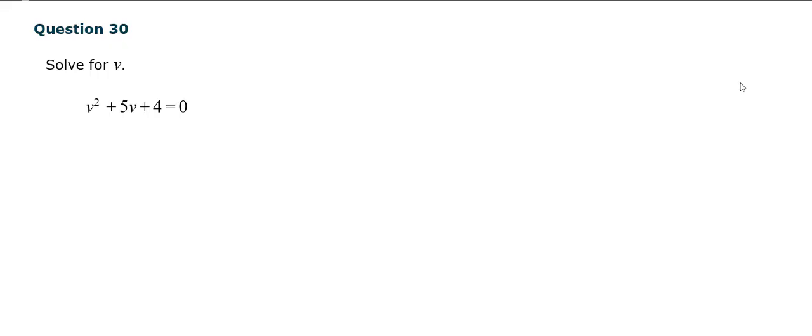Solve for v squared plus 5v plus 4 equals 0. So I already have the equation set to 0, and now I need to factor. So I look to see if anything divides into all of the terms, and nothing does with the exception of 1. So I'm going to do the factoring. v squared plus 5v plus 4. And I use the AC method. So 1 times 4 is positive 4. And the factors of positive 4 that add to a 5 will be 1 and 4.